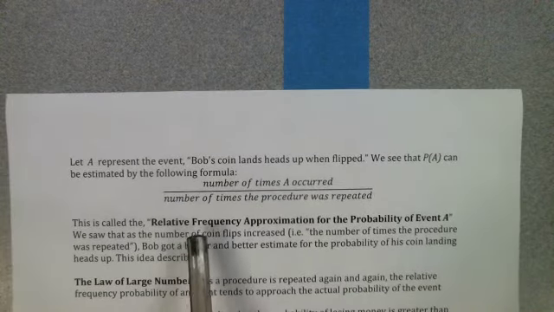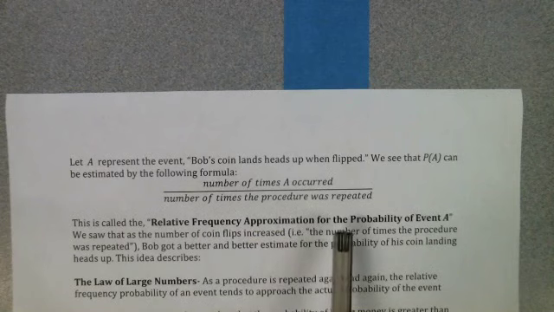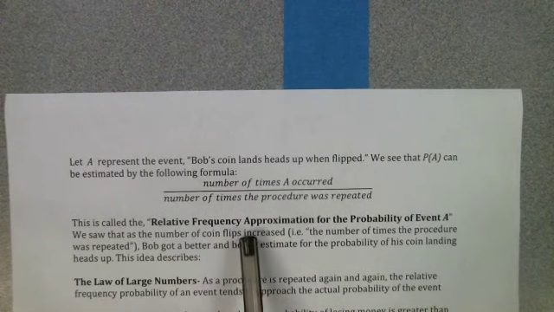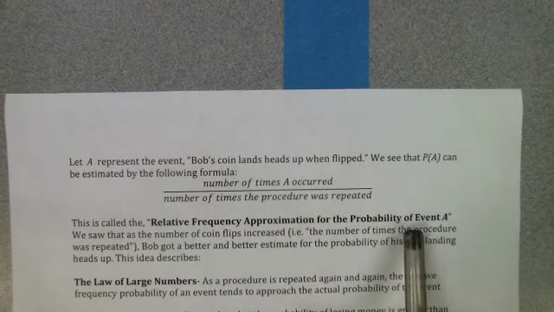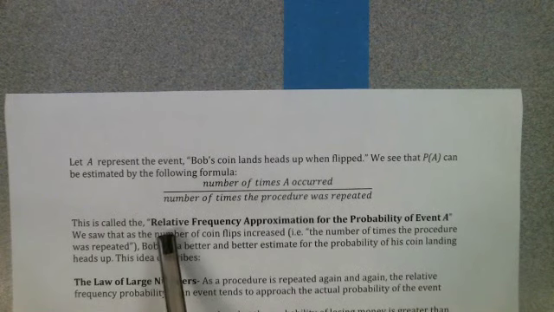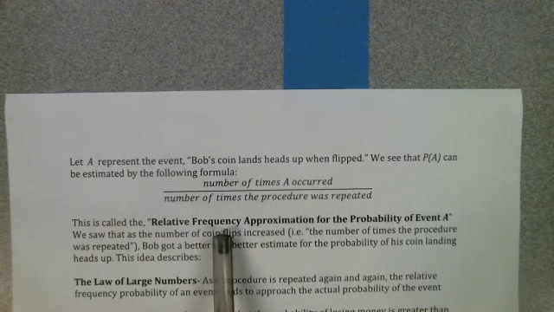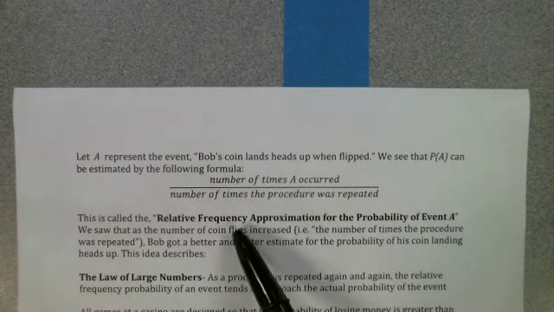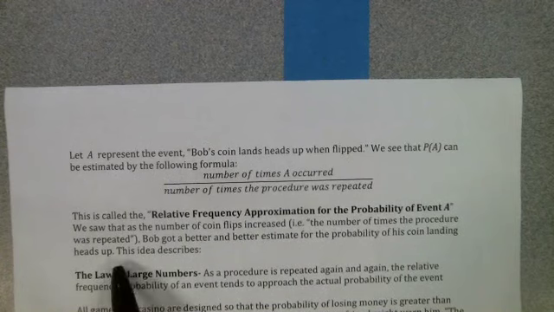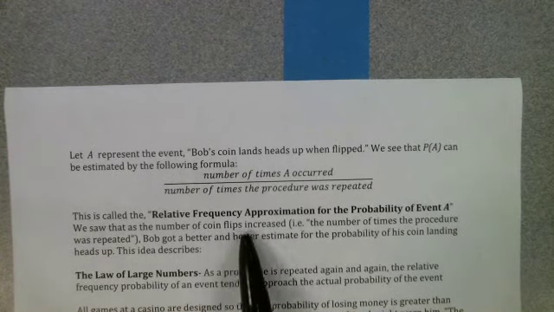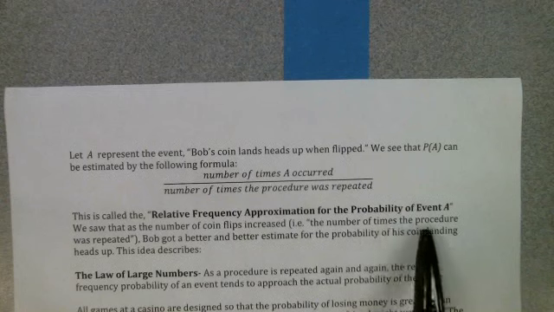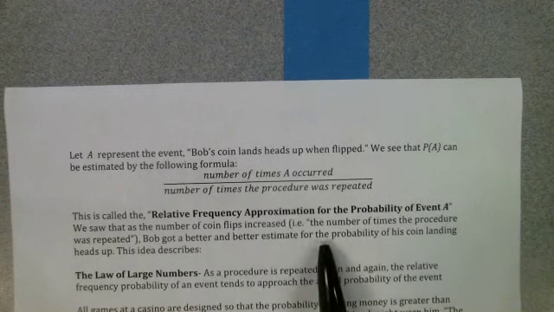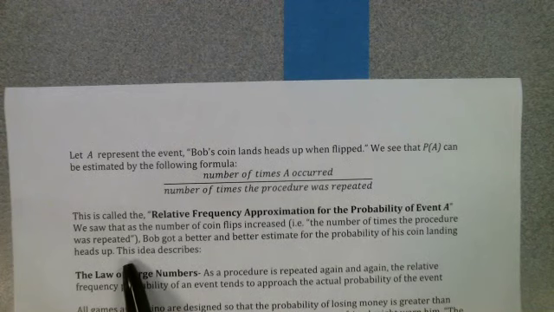So this is called the relative frequency approximation for the probability of event A. So that's what we were doing. We were finding relative frequency approximations for the probability of Bob's coin landing heads up. Now, remember, the words relative frequency pretty much mean percent. So if you ever hear the words relative frequency, think percent, the percent of times something happens. So we saw that as the number of coin flips increased, or in other words, as the number of times the procedure was repeated, Bob got a better and better estimate for the probability of his coin landing heads up.